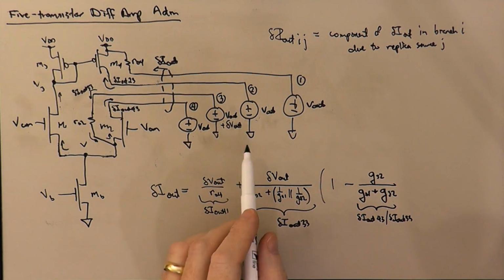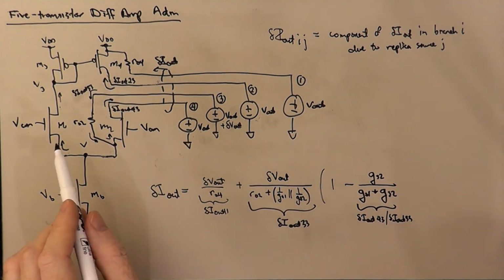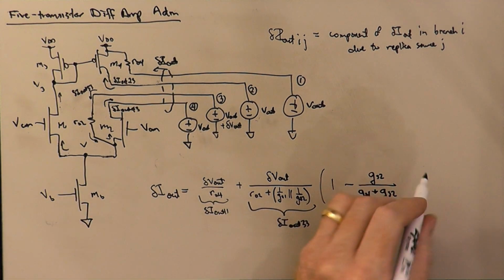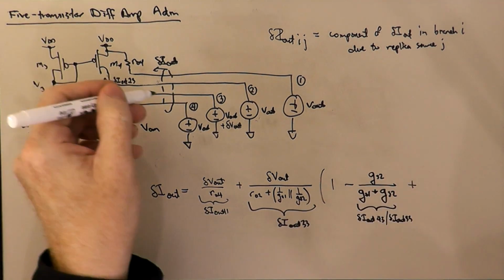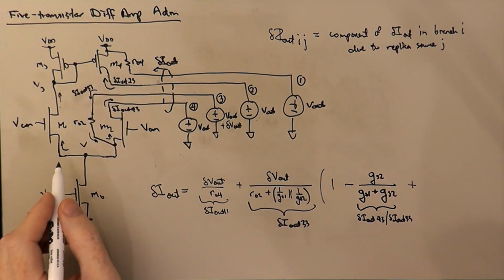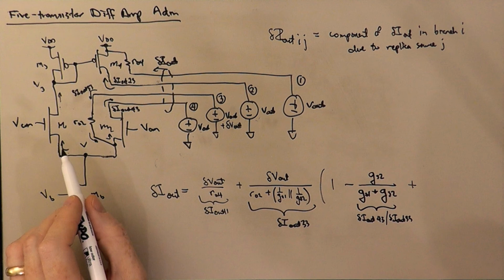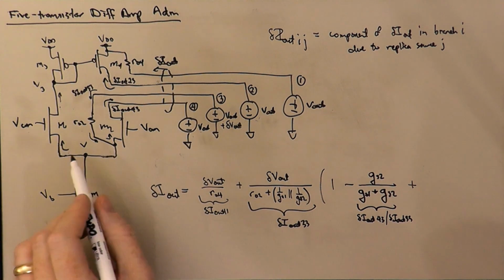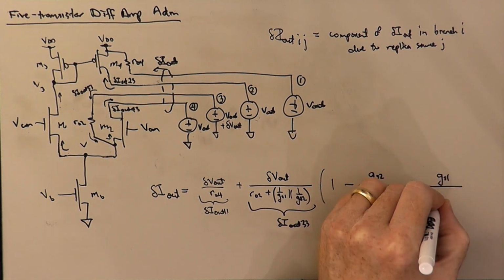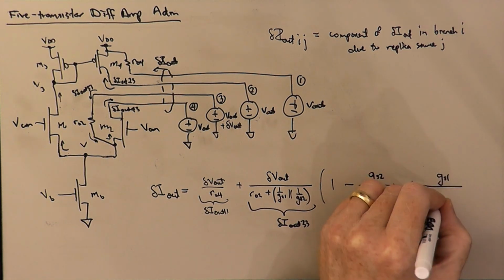And then the delta I out 2,3, we're going to have a plus because it's flowing in to the amplifier. And that current divider ratio is going to be given by the branch conductance of the source of M1 divided by the sum of the two branch conductances. So GS1 over GS1 plus GS2.